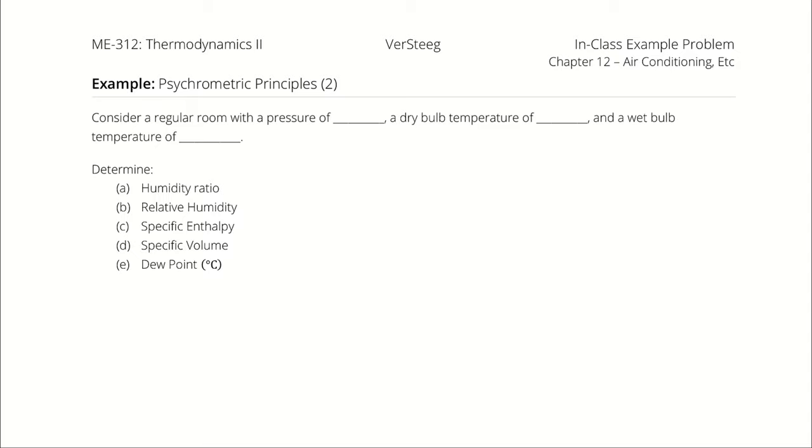Consider a regular room with a pressure of blank, a dry bulb temperature of blank, and a wet bulb temperature of blank. Using those blanks, determine the humidity ratio, the relative humidity, the specific enthalpy, the specific volume, and the dew point temperature.